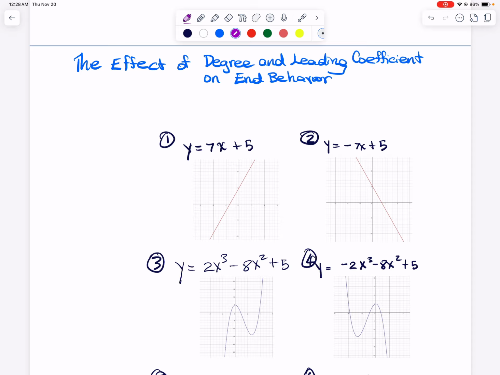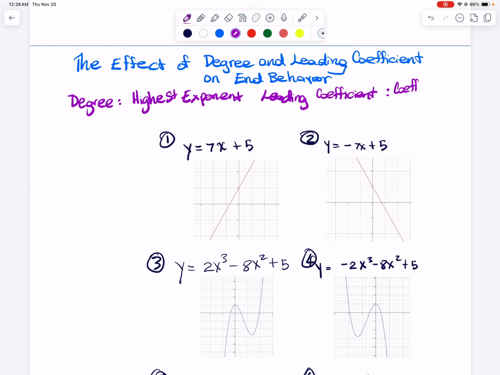So the first thing I mentioned was degree. And so the degree of a function is the highest exponent. That's going to tell us a lot about a graph, where it starts and where it ends. The leading coefficient of a function is the coefficient of the term with the highest exponent.